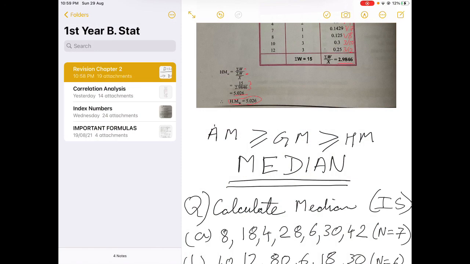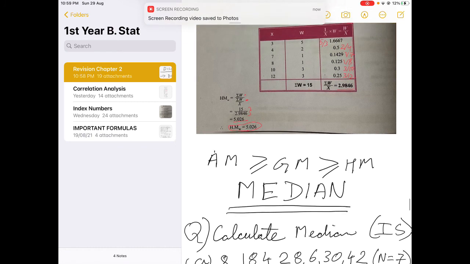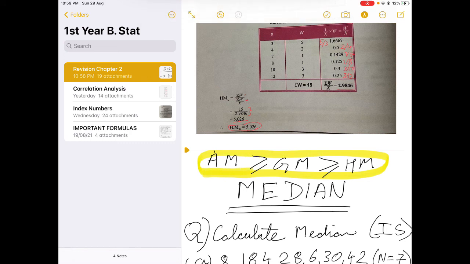One additional point: whenever we calculate the arithmetic mean, geometric mean and harmonic mean for the same table or for the same values, we will find that the arithmetic mean will always be greater than the geometric mean, which will always be greater than the harmonic mean. This you can verify in any example which we have done now.